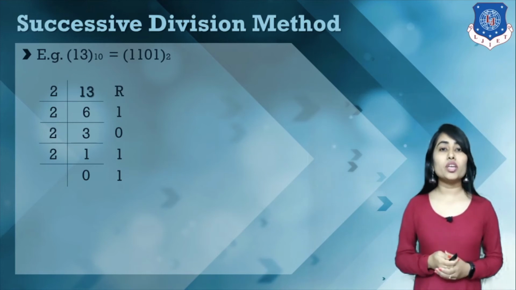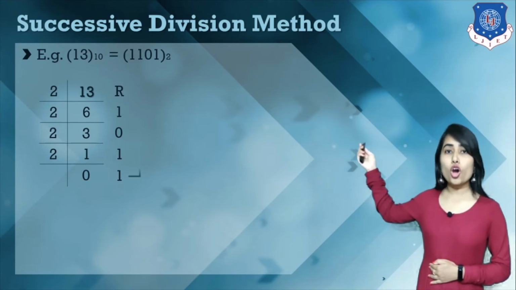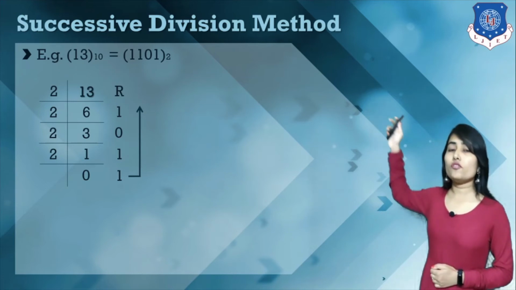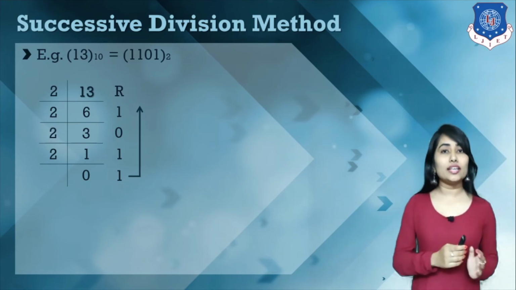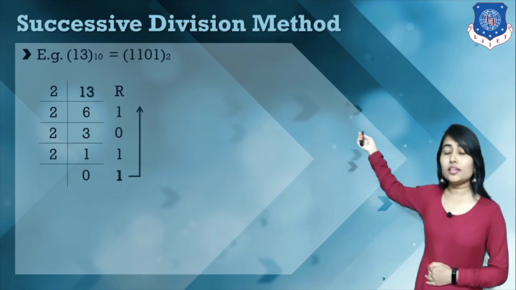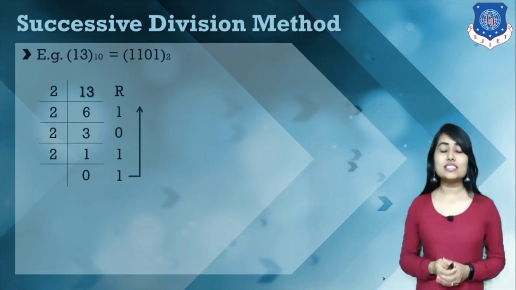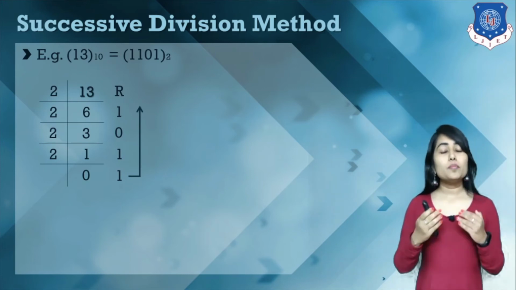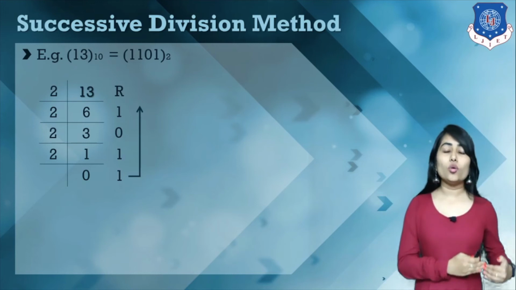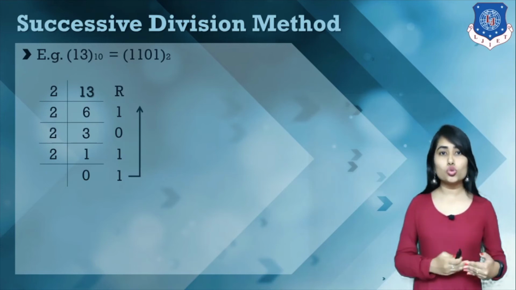Now these remainder bits are our answer, and how can we write this? From bottom to top, we have our answer bits. So 13 can be represented as 1, 1, 0 and 1. This is how we can convert a decimal number into binary by successively dividing our number by 2. Here we divide the decimal number by 2 because the base of binary is 2.